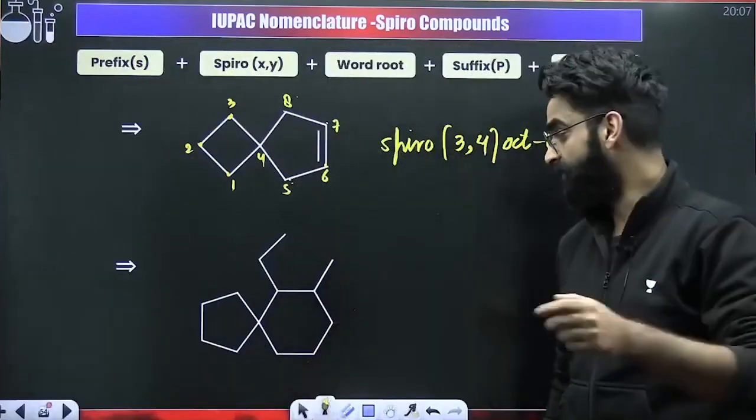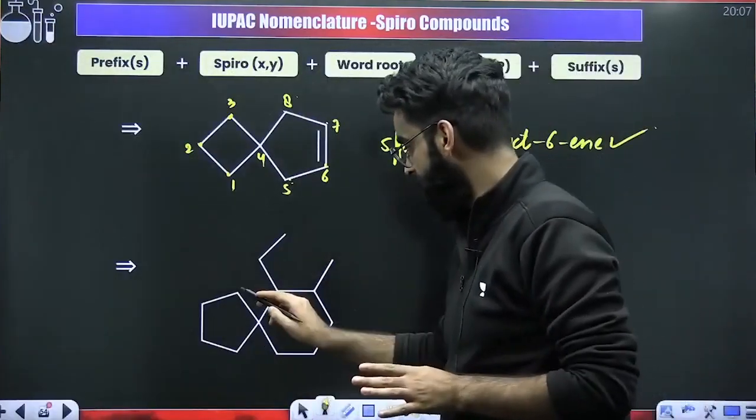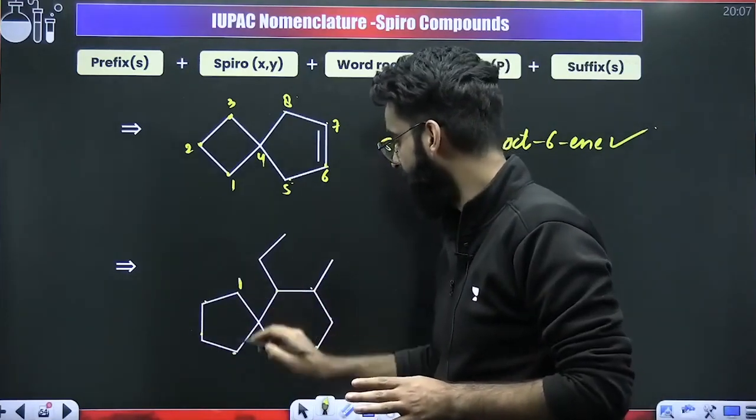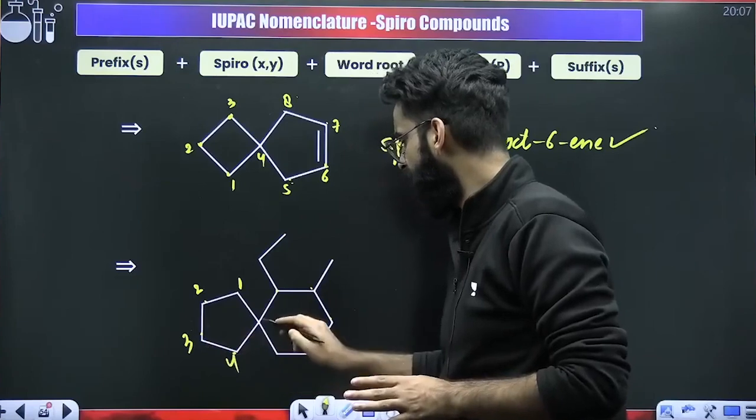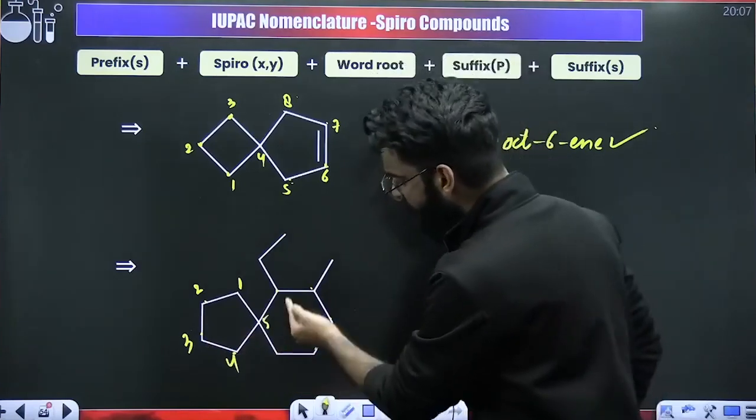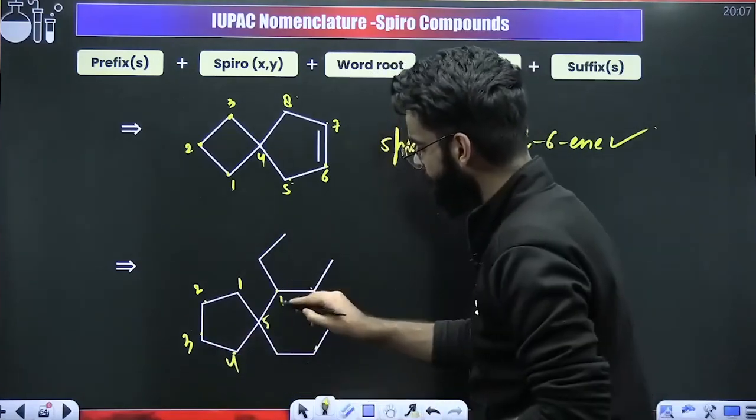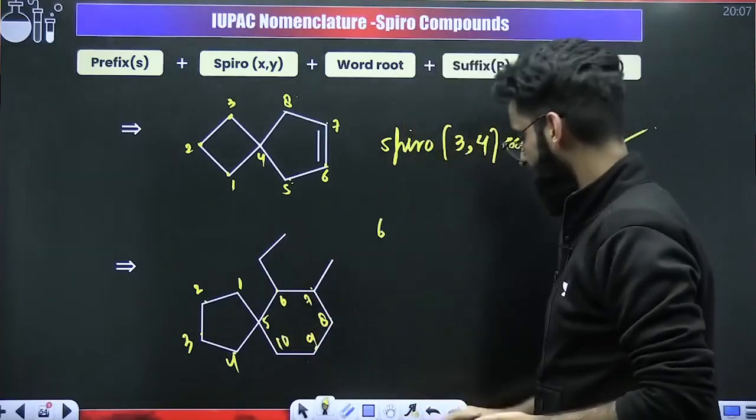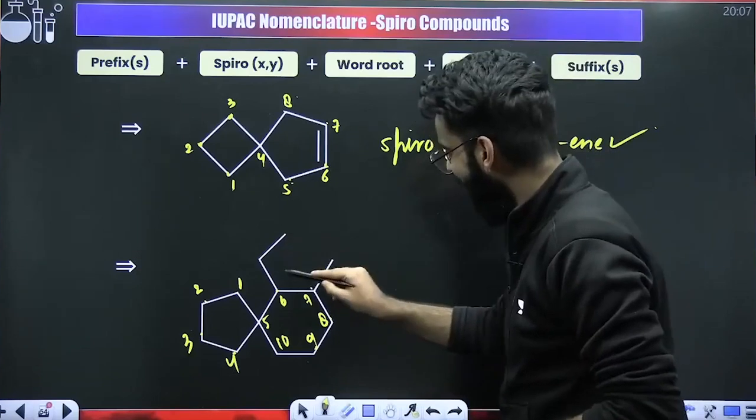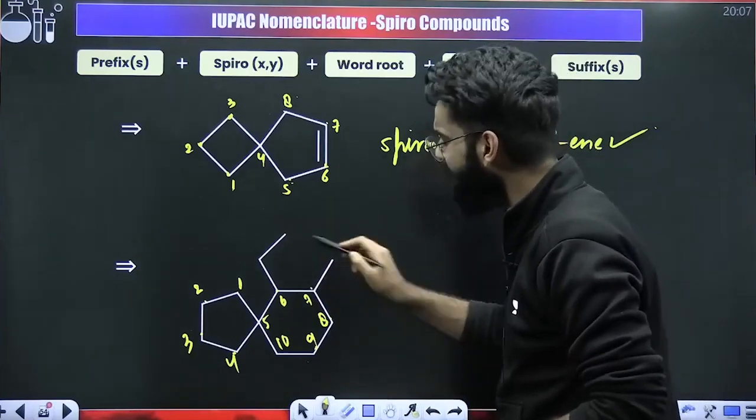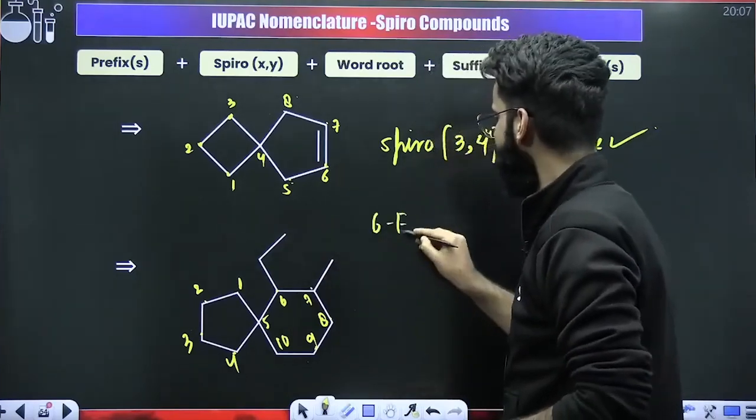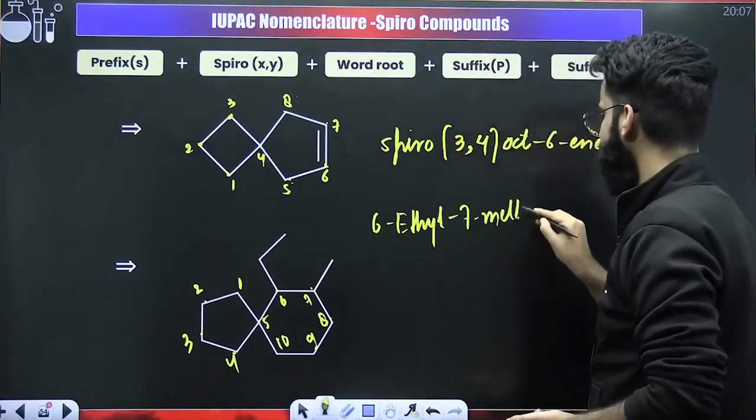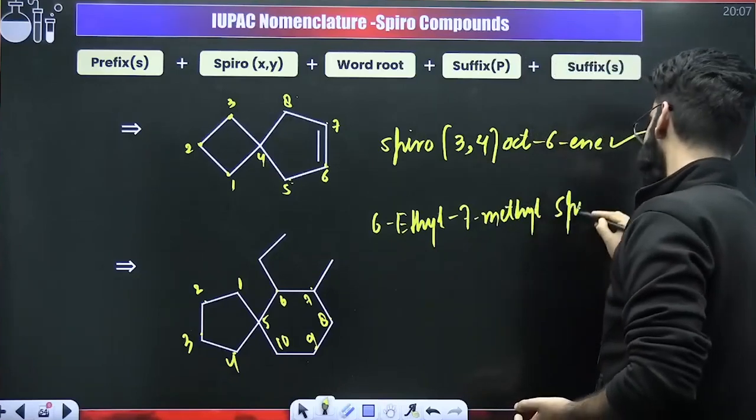The next one. Which one to prioritize? Smaller size ring to prioritize. 1, 2, 3, 4. 1, 2, 3, 4, 5. Start from here. Now, is this going to be 6 or is this going to be 6? Since this is substituted, this is going to be 6, 7, 8, 9, 10. This is ethyl group, this is methyl group. Ethyl starts with E, methyl starts with M. So it's going to be 6 ethyl, 7 methyl. Then it is a Spiro compound.